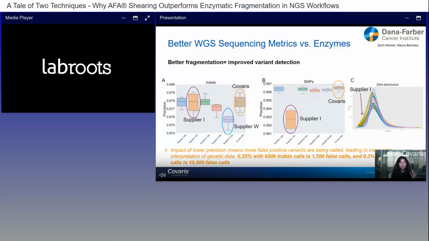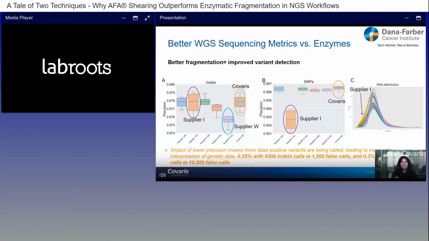On the other hand, what we would hope to see is something that looks a little bit more like the Covaris data. So you can see that for both figures A and B, Covaris sheared libraries are able to offer a high amount of precision, both for indels and SNPs. Now, interestingly, we can actually directly link how these differences in precision relate to sample processing, as supplier I also displays much less uniform shearing than Covaris libraries. And this is something that you can see in the DNA distribution in figure C.